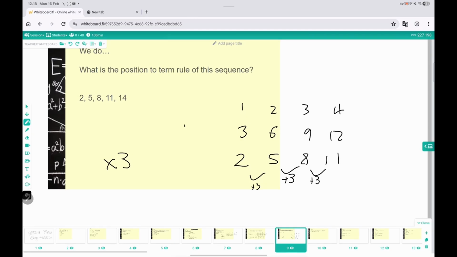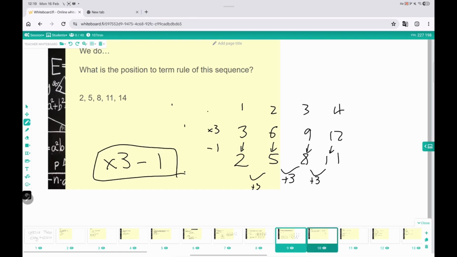Okay, so we look at, right, what do we still need to do? We times by 3 and that's what we ended up with. What do we still need to do every time to make this work? We clearly need to minus 1 each time. So our rule and our answer is times by 3 minus 1.